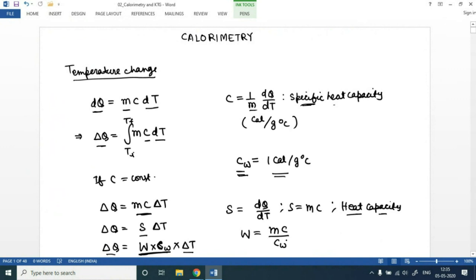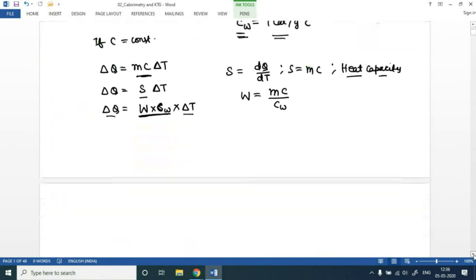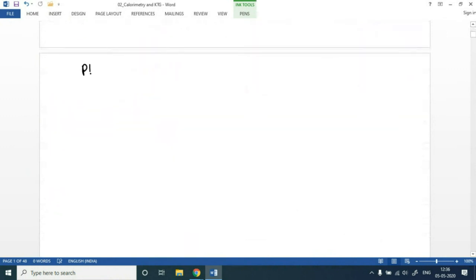Apart from that, you must also understand that the unit of heat we will be using in this chapter is the calorie, and when it is converted to work, 1 calorie is around 4.2 joules. This is known as the mechanical equivalent of heat. So this is one phenomenon, temperature change. Let's look at the other phenomenon we were talking about, phase change.